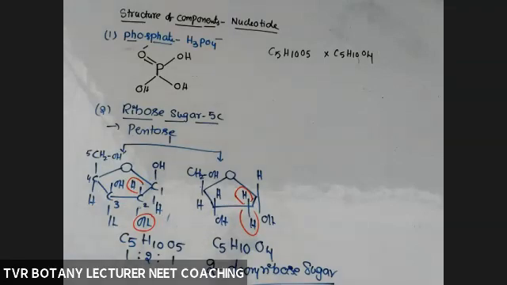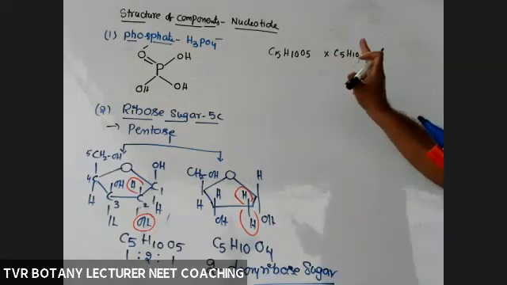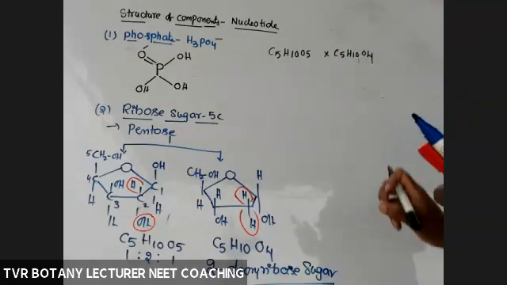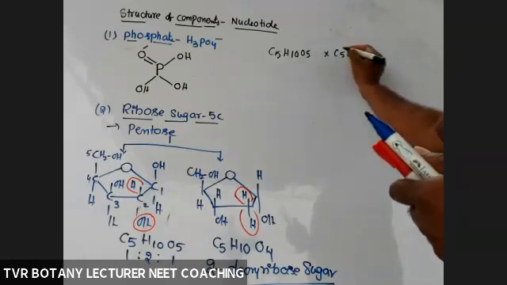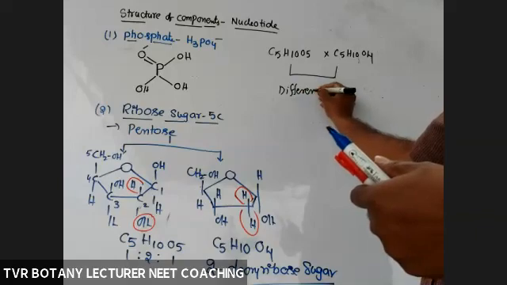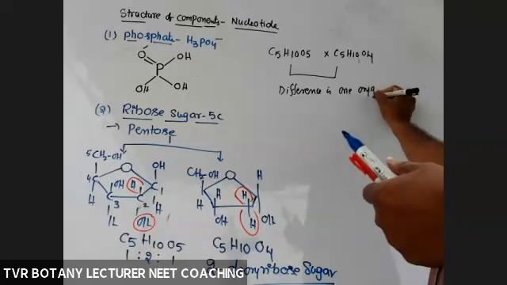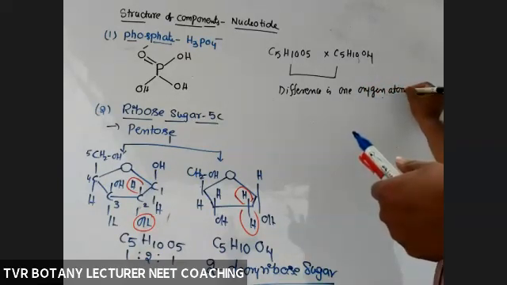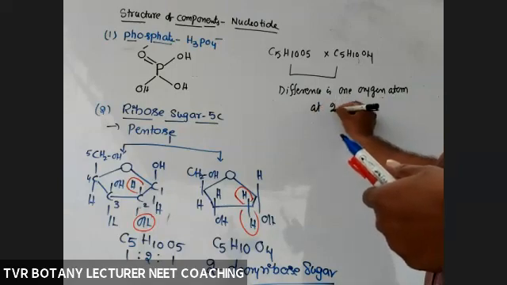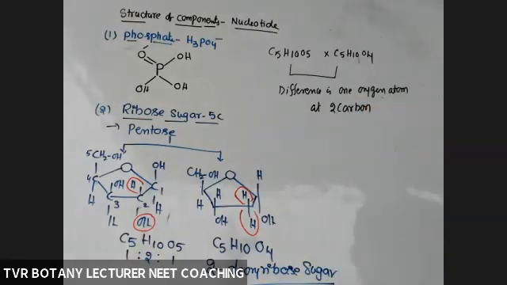So what is the difference between these two? The difference between these two is only one oxygen atom at the second carbon atom. So here O5, O4. What is the difference between these two? The difference is one oxygen atom at the second carbon. That is the only difference. Okay. Is it clear?